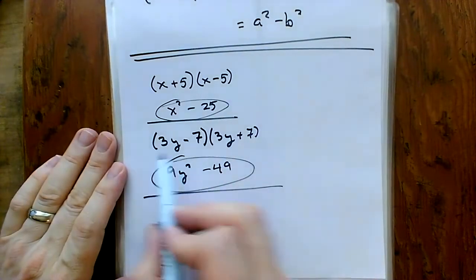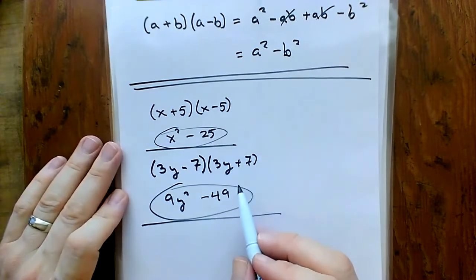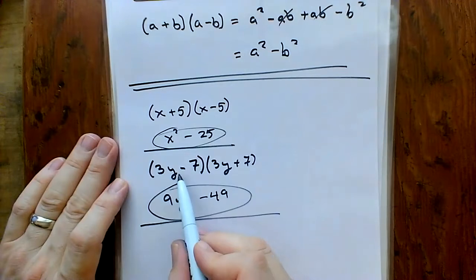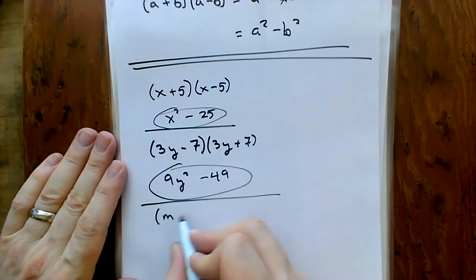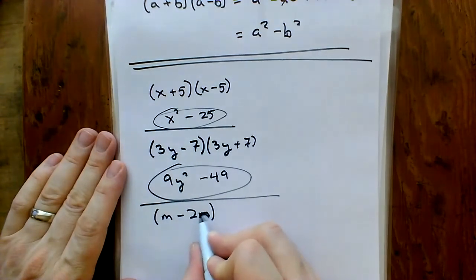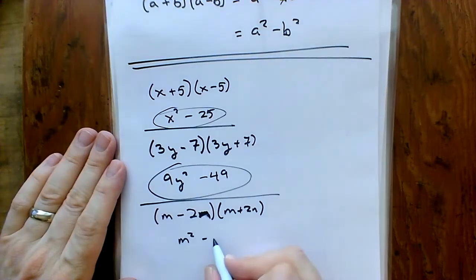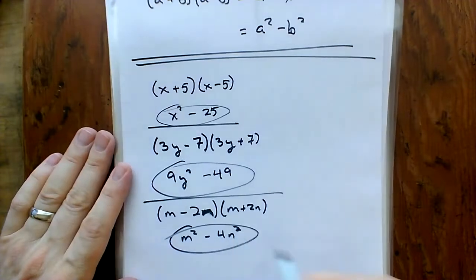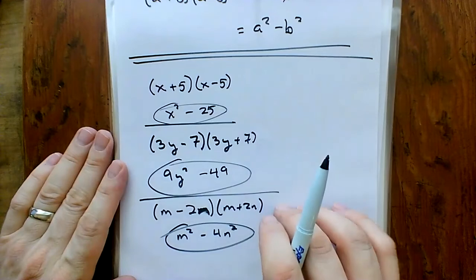So a lot of the hard part of this is probably the pattern recognition, just recognizing that these are the same two things with opposite signs in between. But once you get used to that, say m minus 2n and m plus 2n. Oh, that's just going to be m squared minus 4n squared. Done. Once you recognize that, this whole process goes very, very quickly.